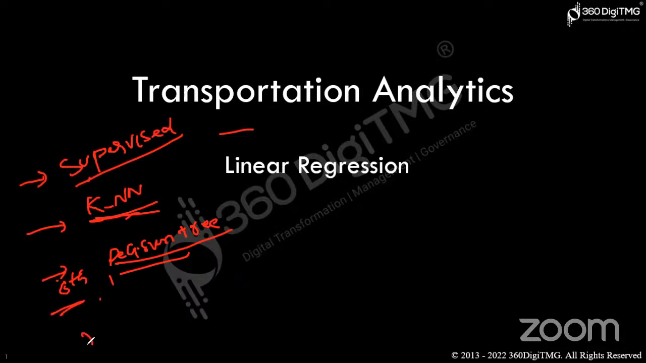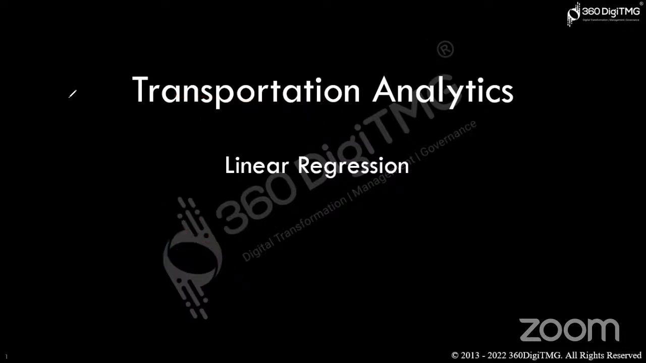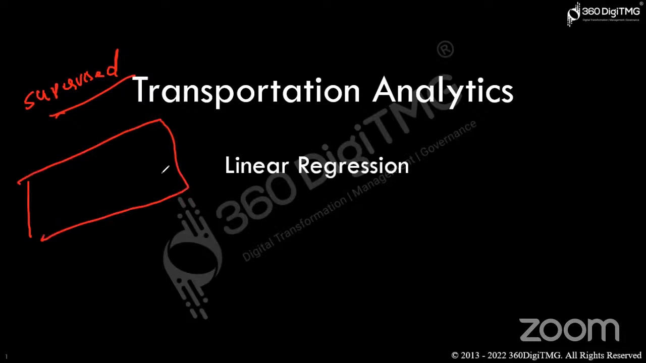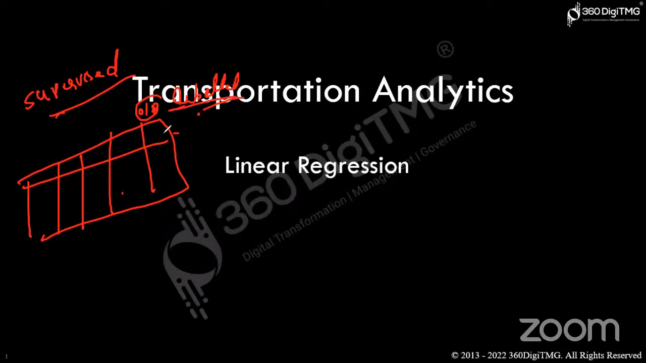So today is the 7th day of the domain analytics program when it comes to transportation. Today we will be discussing one more supervised algorithm. I hope you have an idea about supervised algorithms, but anyway I'll go through a quick review. Whenever you have a data set, and in the data set you have an output column or label column, we call it a supervised model.